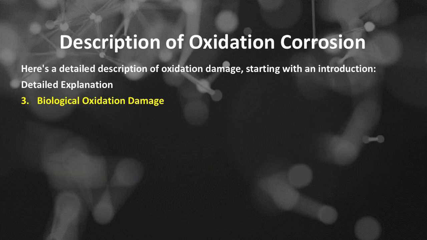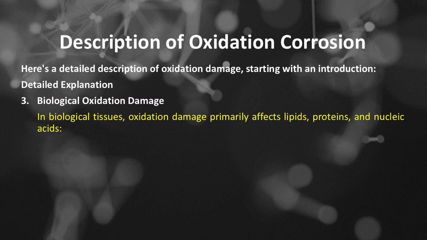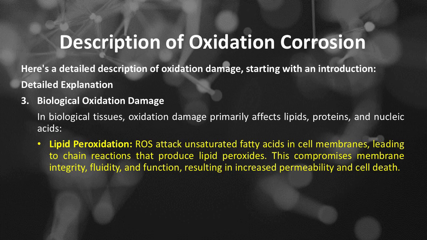Number 3 of detailed explanation of oxidation damage is biological oxidation damage. In biological tissues, oxidation damage primarily affects lipids, proteins, and nucleic acids. Lipid peroxidation: ROS attack unsaturated fatty acids in cell membranes, leading to chain reactions that produce lipid peroxides. This compromises membrane integrity, fluidity, and function, resulting in increased permeability and cell death.